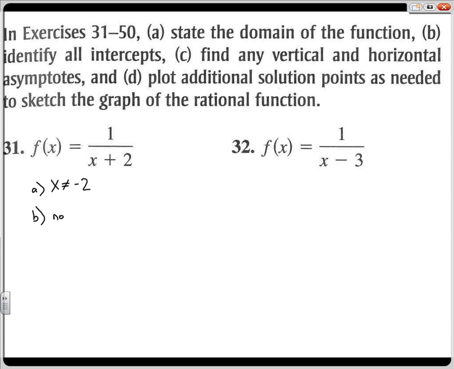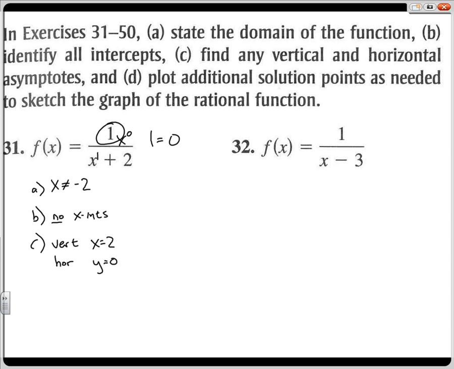There are going to be no x-intercepts on this one because there's nothing to deal with on the top. We're going to say 1 equals 0. That never happens, so we'll have no x-intercepts. For C, find any vertical and horizontal asymptotes. I know my vertical asymptote is x equals 2, and I know that my horizontal asymptote is y equals 0 because the degree of the numerator is smaller than the degree of the denominator.